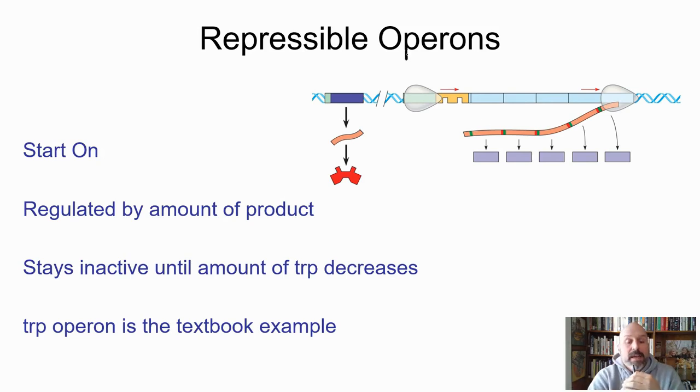So the thing to remember about repressible operons is that they always start on. They're always on. They're only turned off when the products are in such abundance that they come back as a co-repressor and grab a hold of the operator and turn it off. It stays inactive until your trp decreases, and this is going to be the textbook example of a repressible operon. All right?